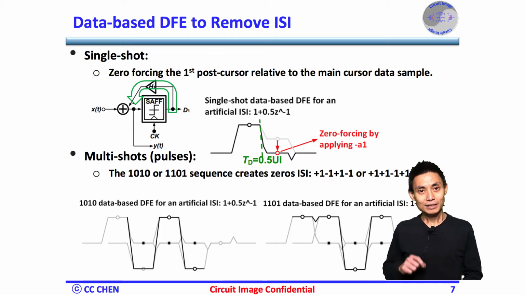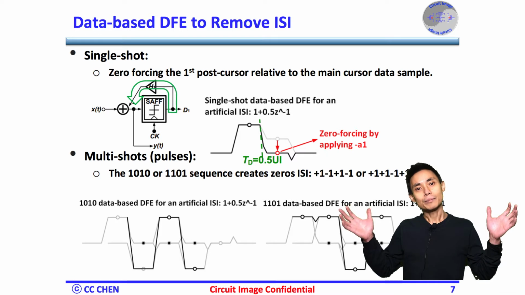Someone may notice that the single shot image shows a half UI delay applying the zero forcing, which is a closed loop delay of the DFE. It includes the sampler's clock to Q delay, plus the feedback delay, plus the summing node settling time. So, what is the maximum closed-loop timing delay we can tolerate?